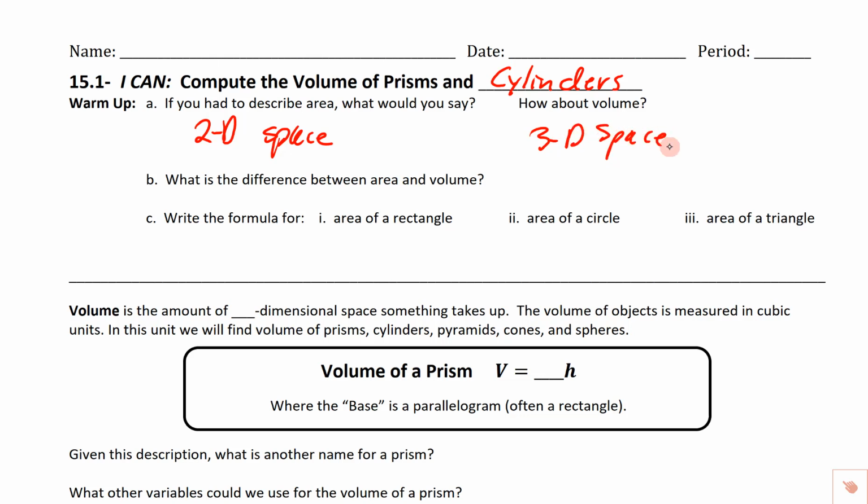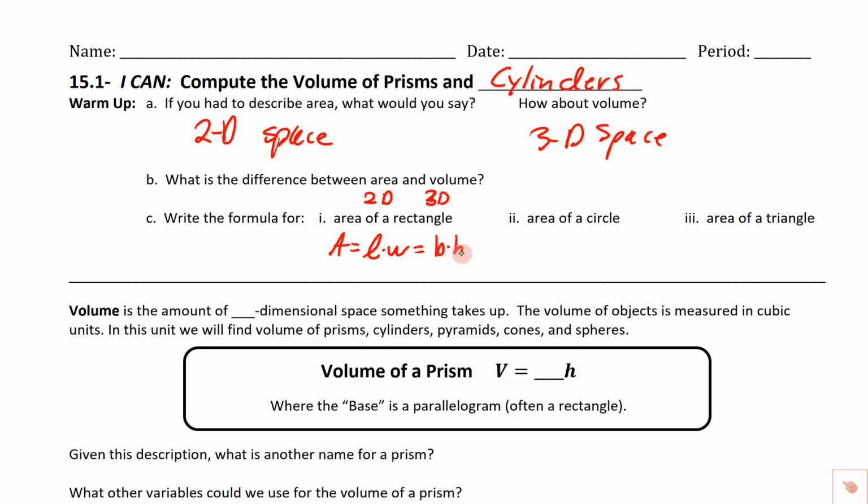So the big difference between these is area is 2D and volume is 3D. Okay? So we're going to need 2 dimensions in order to compute that flat area. And we're going to need 3 dimensions in order to compute that 3-dimensional volume, that 3-dimensional space. So here's, if you've been paying attention, area of a rectangle. A times B. Not quite. Length times width would work just fine. You could also do base times height. Either one of those would be okay.